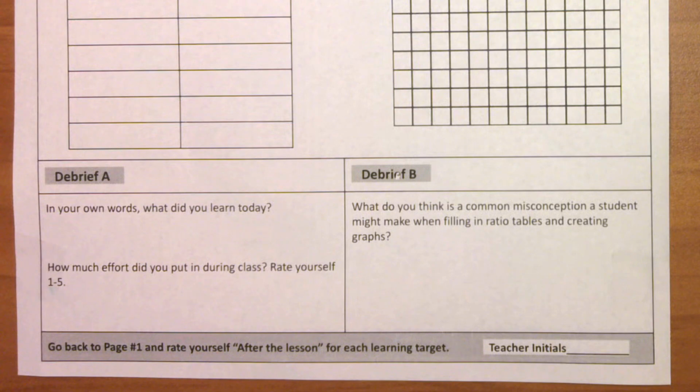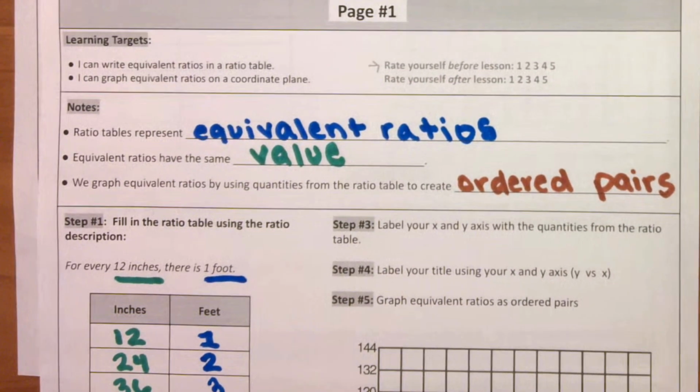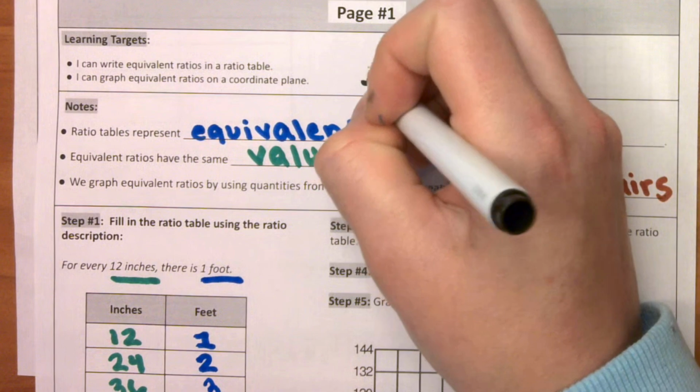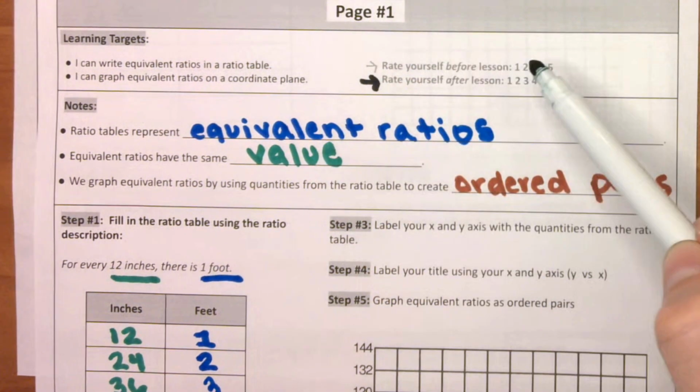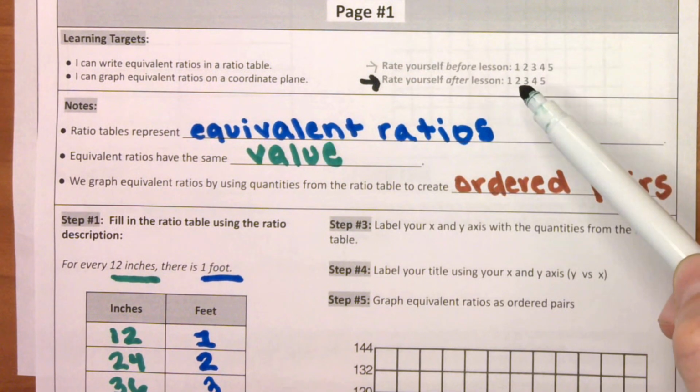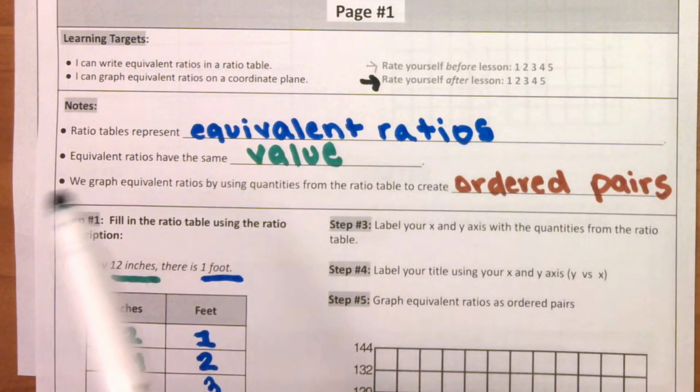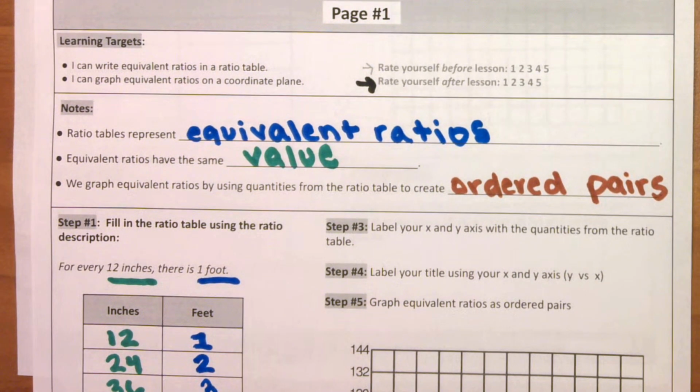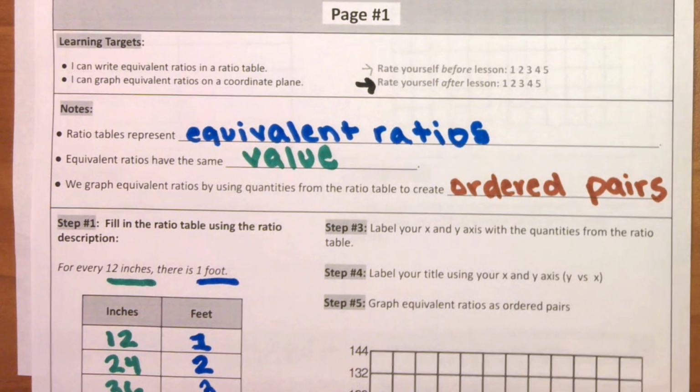To close out today, we're going to answer our debrief questions and then rate ourselves on our learning target after the lesson. So go ahead and complete these 3 questions. Once you finish these 3 questions, you're going to go back to page number 1 and rate yourself after the lesson. At the beginning of the lesson, you rated yourself 1 through 5, 1 being the lowest, 5 being the highest. Now that you've gotten practice in, I want you to rate yourself again.